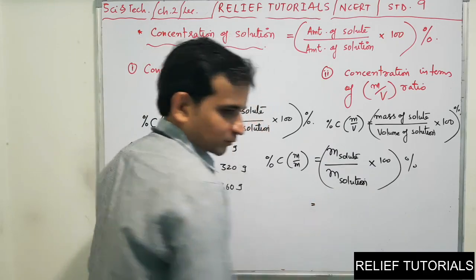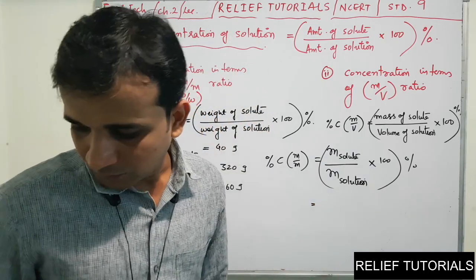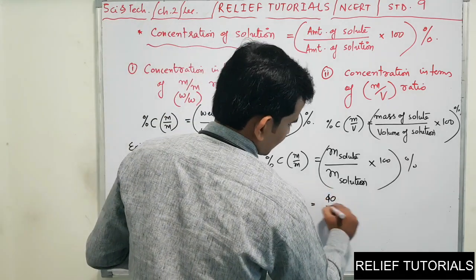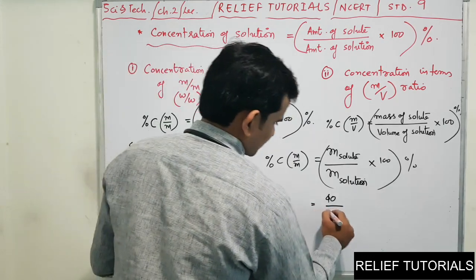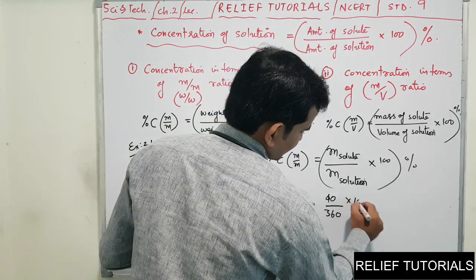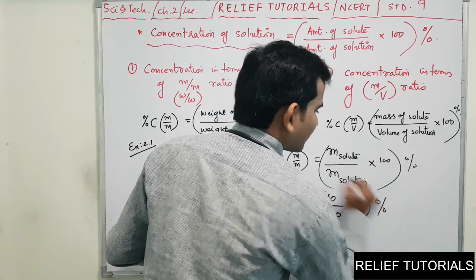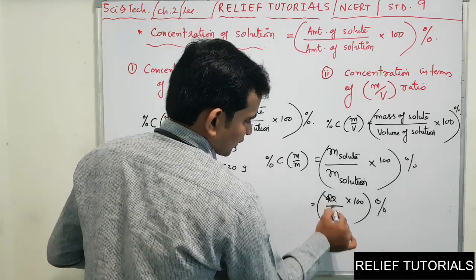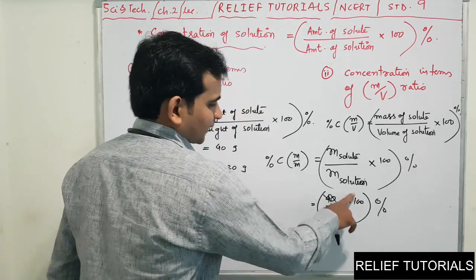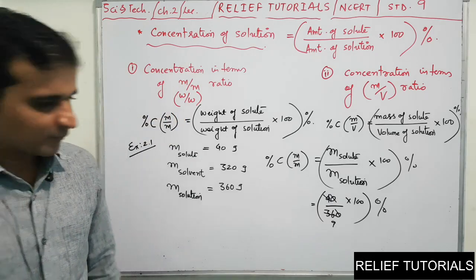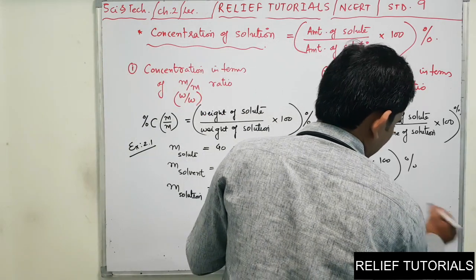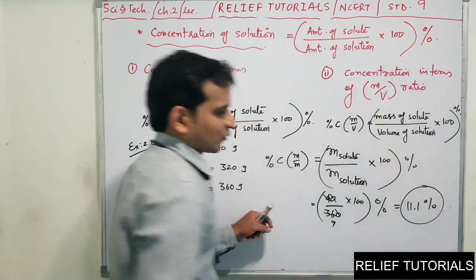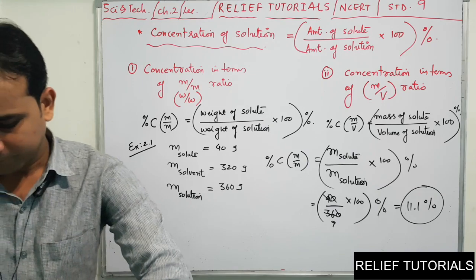Put the values. Mass of solute means it is what? It is 40. Upon mass of solution, it is what? 360 into 100 percentage. Okay, so 0 cancelled, 4 9s are 36, 100 by 9, and 100 by 9 will give you the answer as 11.11 percentage. So 11.1 is enough to write. This is the concentration we found.